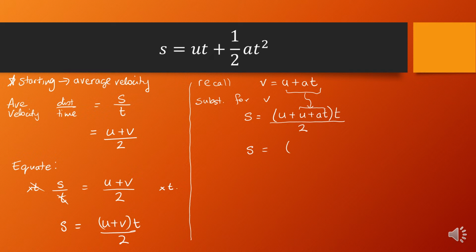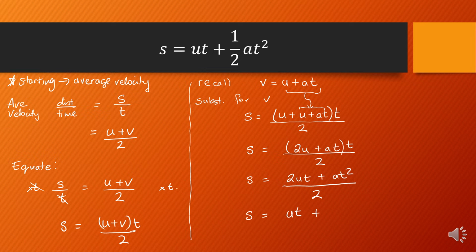So let's look at the bracket first. Firstly, you have 2 u's inside it there: 2u plus at, multiplied by t over 2. And let's multiply in that t. We get 2ut plus at squared, to be divided by 2, and now we're going to divide each term separately by 2. So you'll get s equals 2 divided by 2 is 1, so just 1 ut plus, and we'll have at squared divided by 2, or as is presented above, s equals ut plus a half at squared, and there we have it.